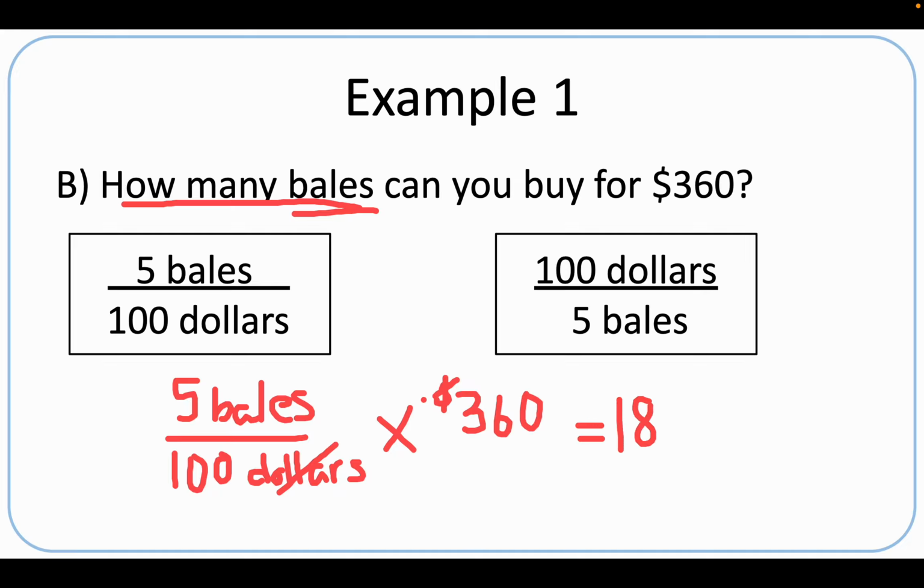And then notice the units that we have left are bales, which is exactly what the question was asking. It was asking us how many bales can we buy for that much money. So we can buy 18 bales with $360.